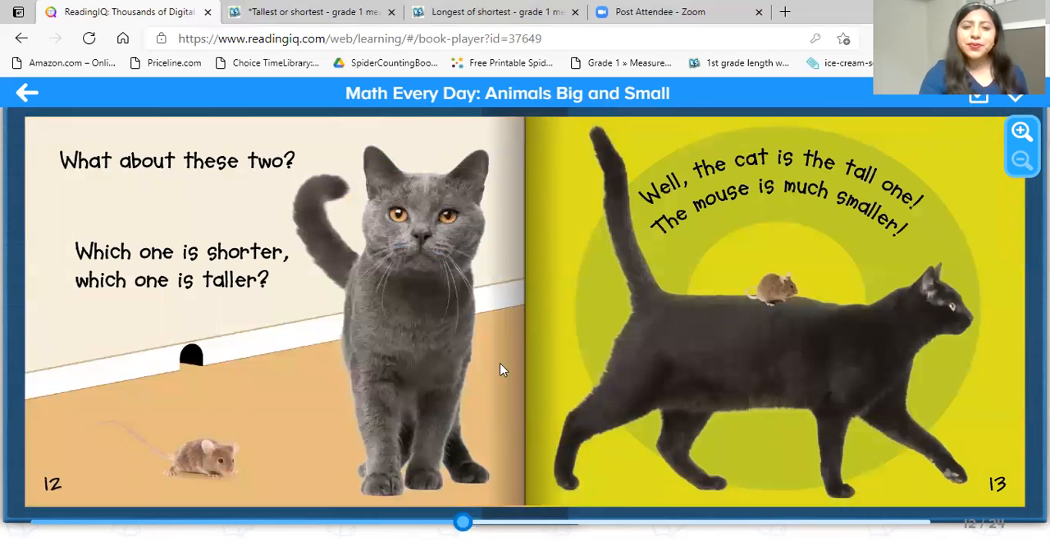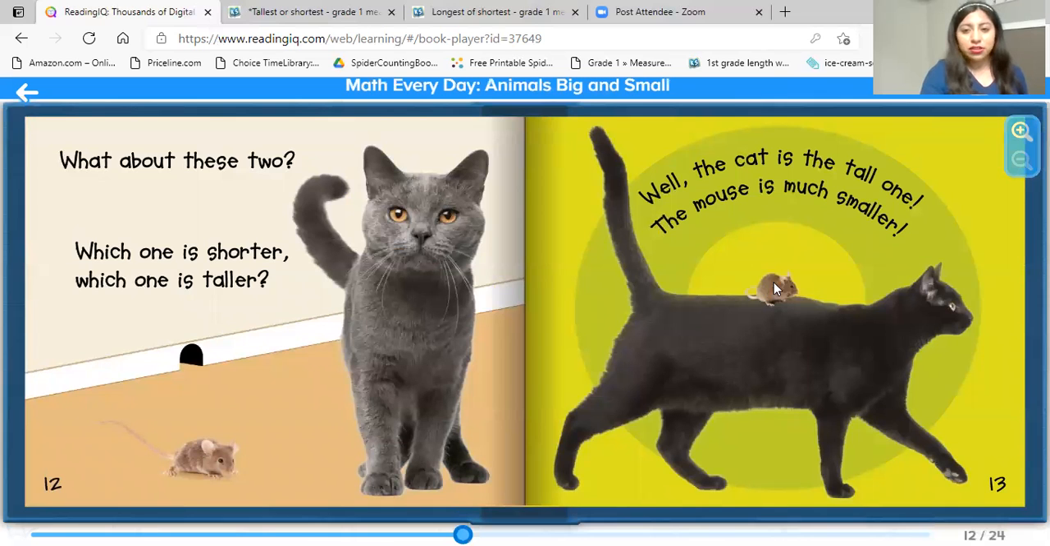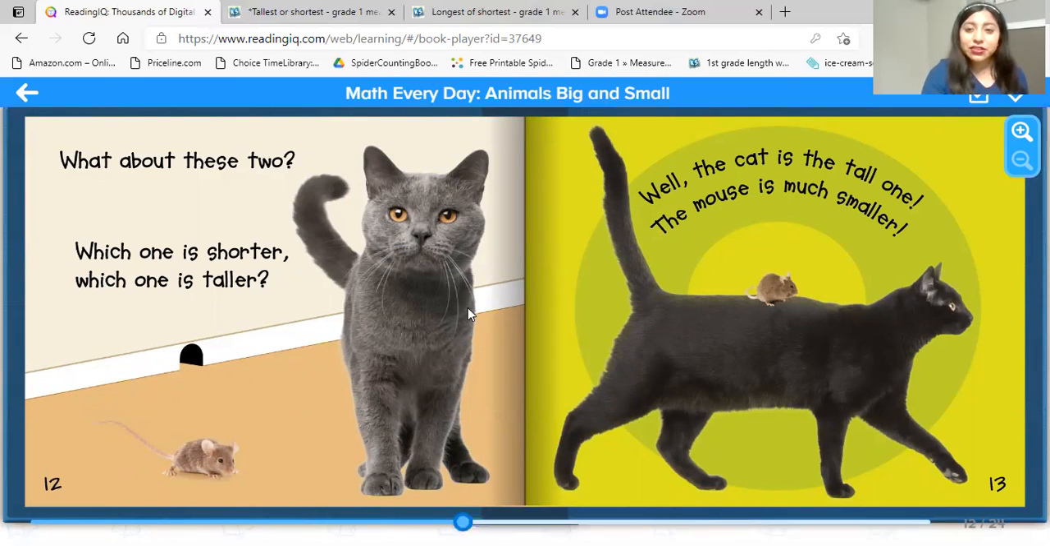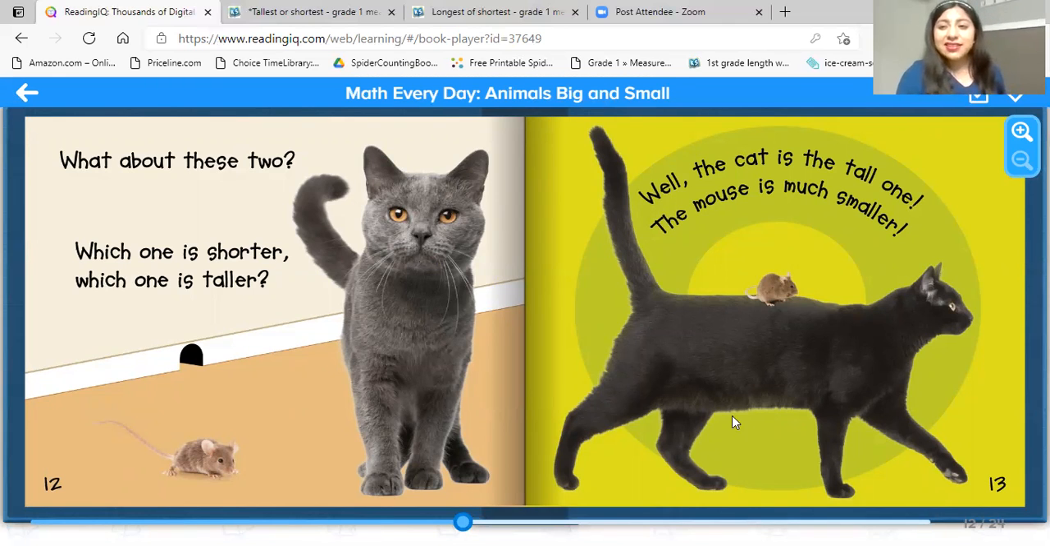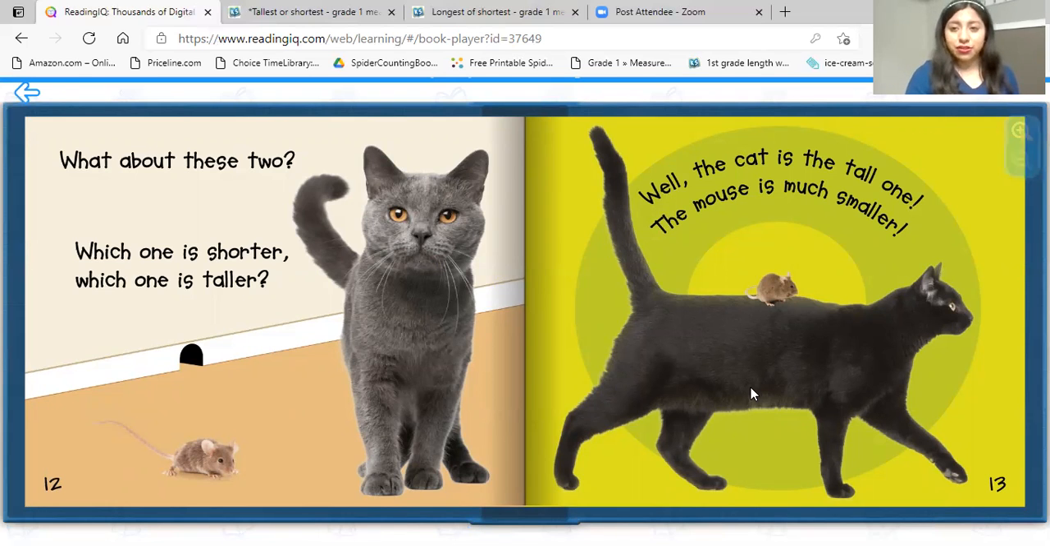What about these two? Which cat is shorter and which one is taller? Well, the cat is the tall one and the mouse is much smaller. So if you see right here on these two pictures, there are two cats and there are two mice, but the cat is the biggest one. The mouse is shorter.